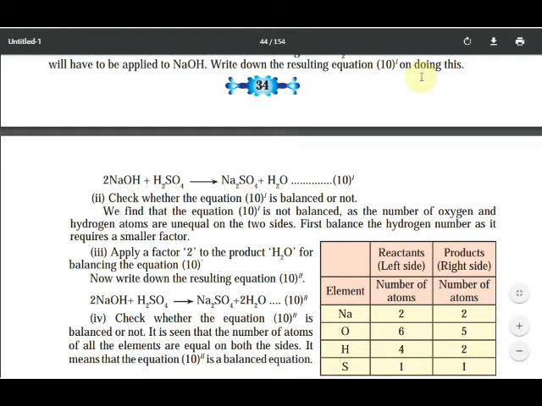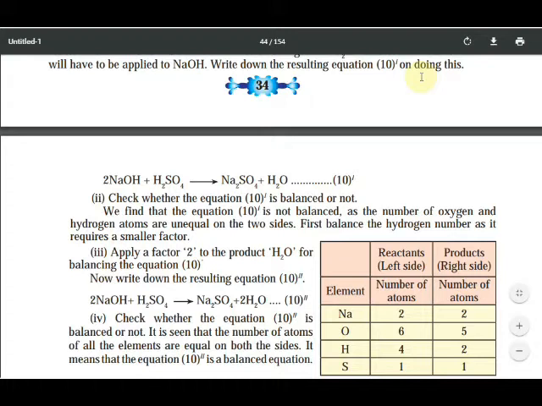Again you check the equation. Is it balanced or not? It is seen that the number of atoms of all the elements are equal on both the sides. It means that equation 10 is balanced. Now equation 10 is a balanced equation. You will see now 2Na, here 2Na. O atoms are 2 plus 4, 6, 6, 6. H atoms 4, 4. S atoms 1, 1.